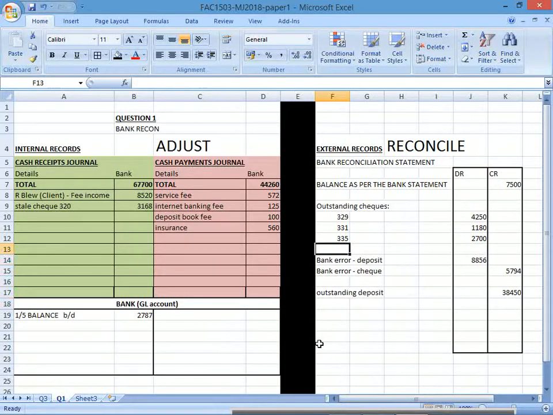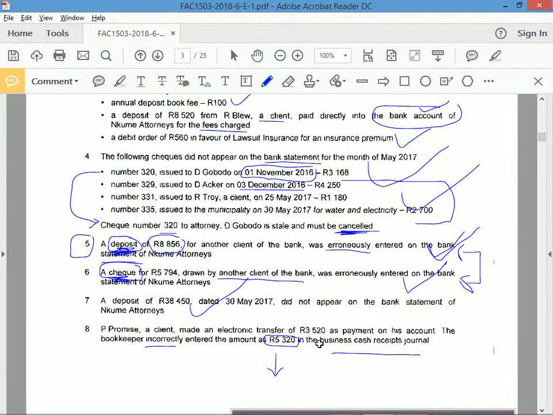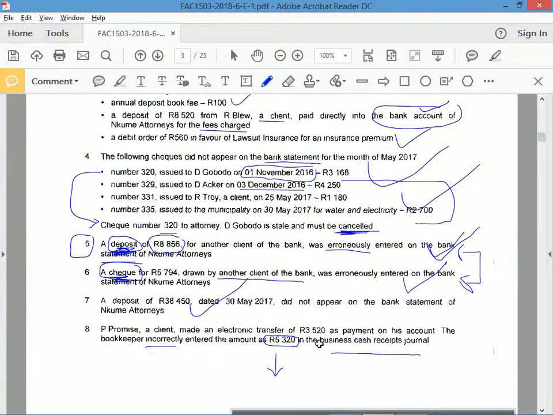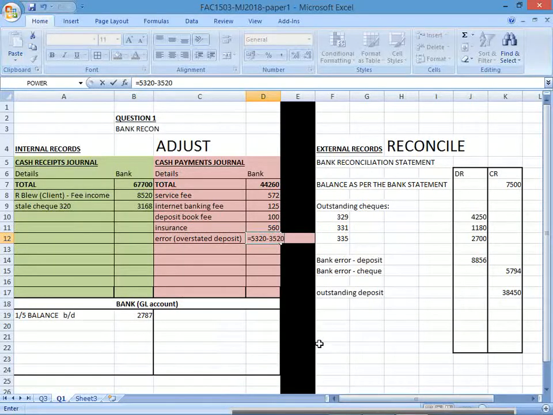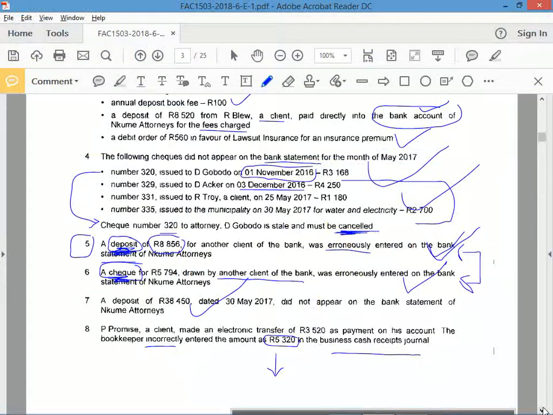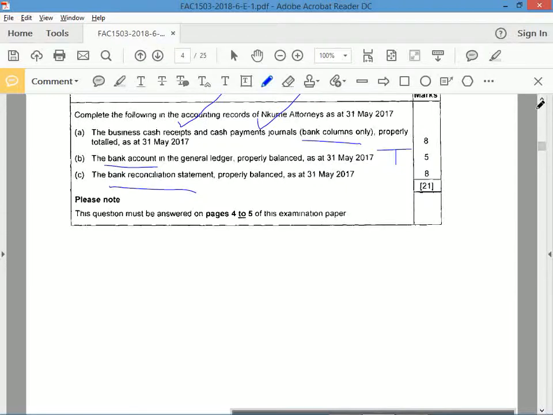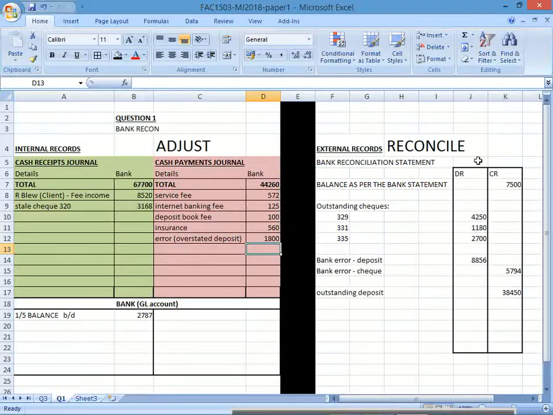So let's show that. Here, we're going to write error, bracket overstated deposits. Okay, the difference will be the amount that we will include there. 5320 minus 3520 gives you 1800. And that's it. The end. Just double check. Yeah, that's the question. So we need to wrap up.